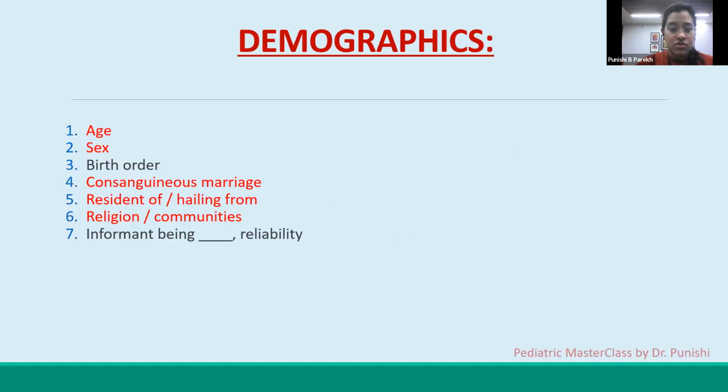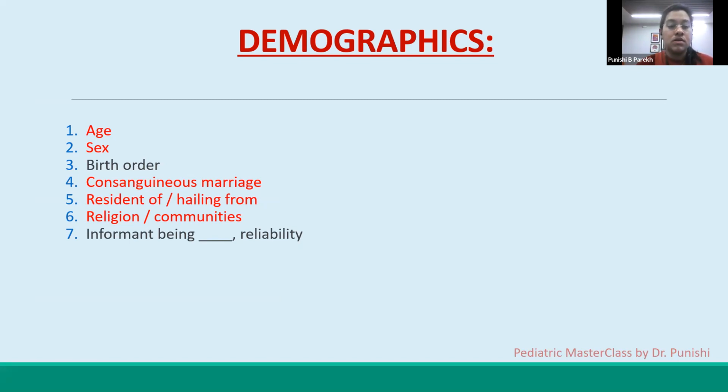So the first thing is your demographics. With demographics, like any other pediatric case, you will ask questions based on age, sex, birth order, consanguinity, resident of or hailing from, belonging to what religion, and informant being whoever's informant, what is the reliability.